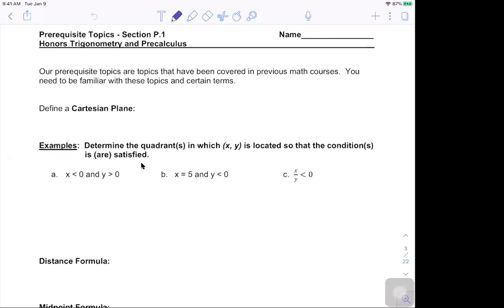But does anybody know what this fancy word means, the Cartesian plane? What does that really mean in basic terms? Sounds really fancy, but it isn't. Jack, what do you think? I'm gonna hazard a wild guess and say the graph. Yeah, it is. That's a fancy name for our graph. And we'll say a graph with the XY axis.